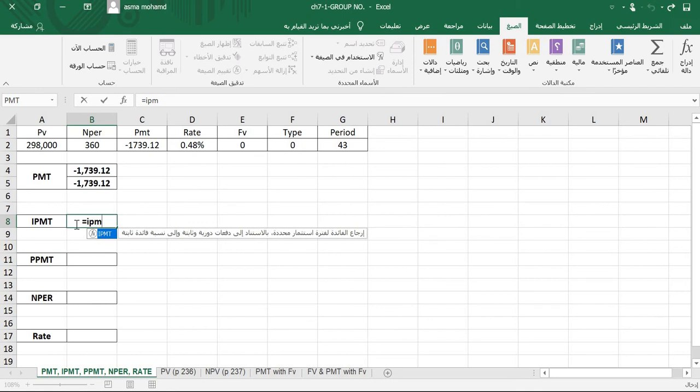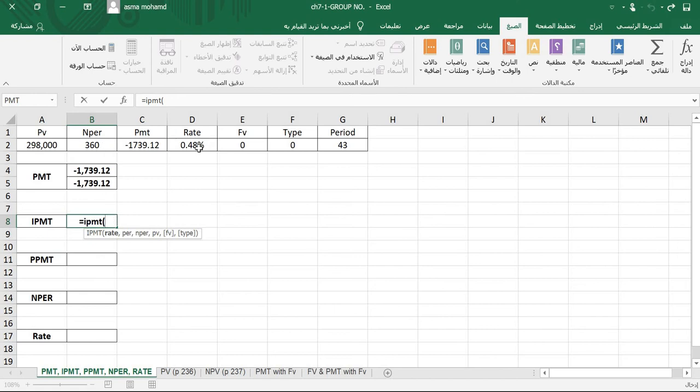It's the IPMT. It's the interest part of the loan. How much interest we are going to pay. The IPMT is a part of the PMT. You are going to pay the bank this amount, but how much of this amount is interest and how much of this amount is principal? This is what these two functions are all about. So the IPMT is not different from the PMT.